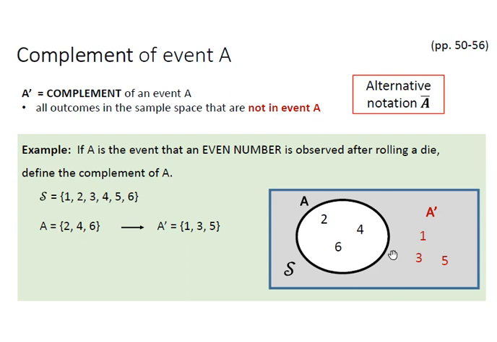Look at this example. Again, we have a sample space related to rolling a dice. A represents the even numbers in S: 2, 4, 6. So A prime is the odd numbers in S. It means 1, 3, and 5. So again, all outcomes in the sample space that are not in event A.